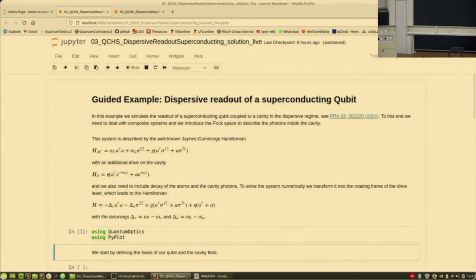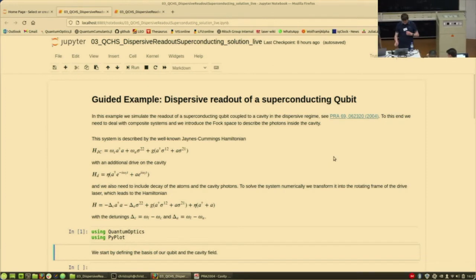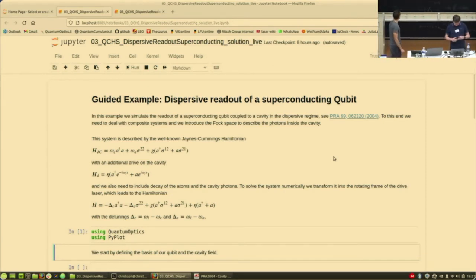Then let's switch to the guided example of today, which is the dispersive readout of a superconducting qubit. So Laurin will briefly explain what it's about. We already heard of it today in the morning, but we just want to mention briefly what it's about. That's fine, I guess I will leave the explaining to you.